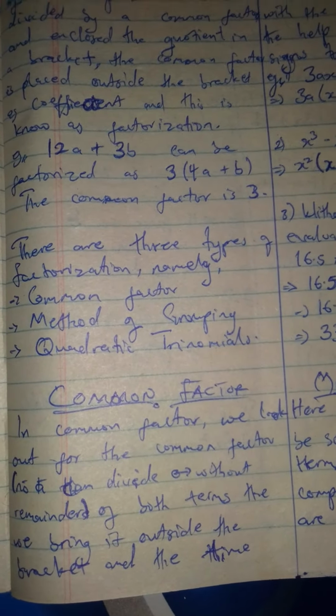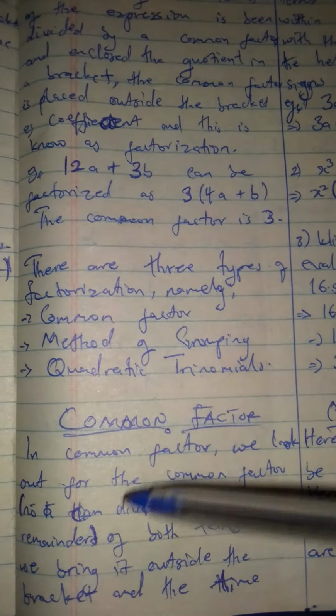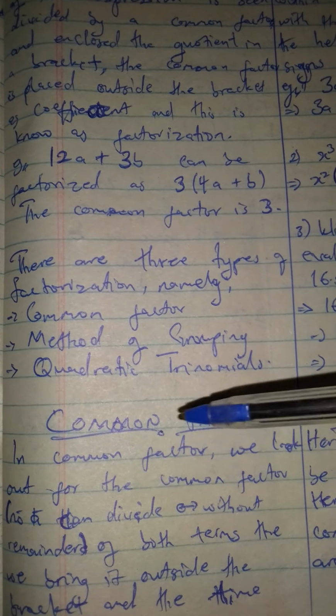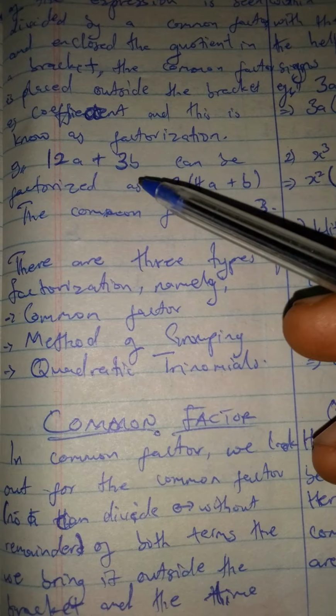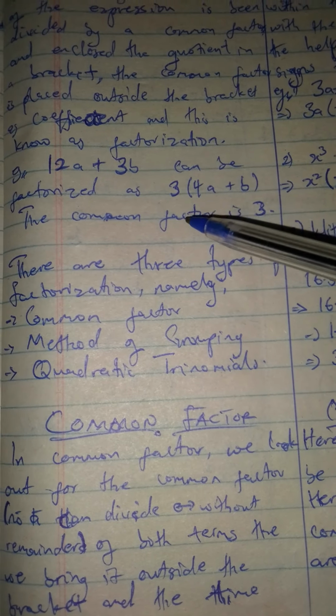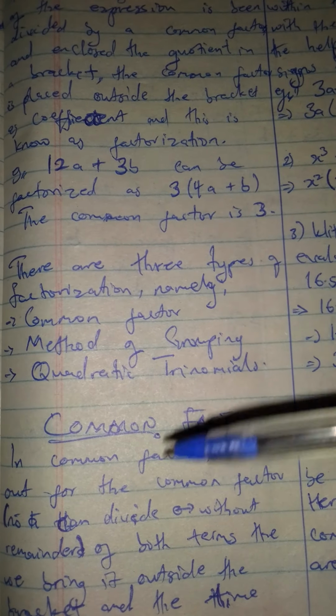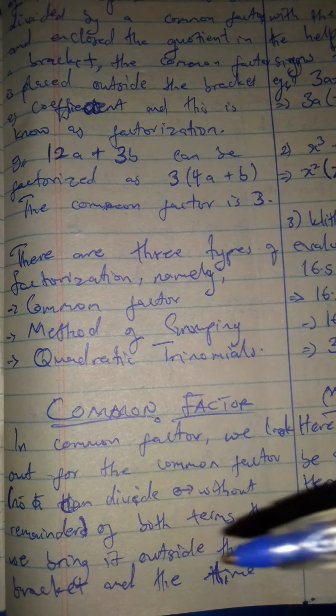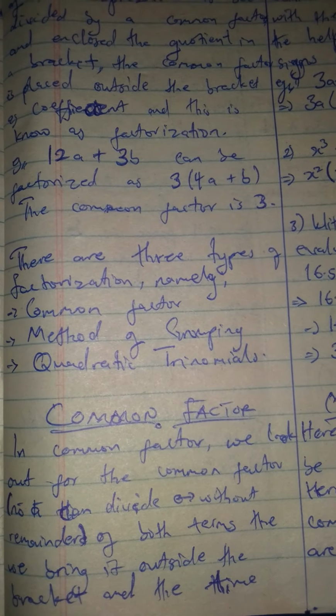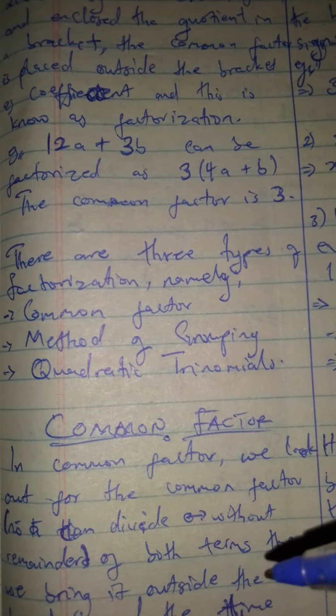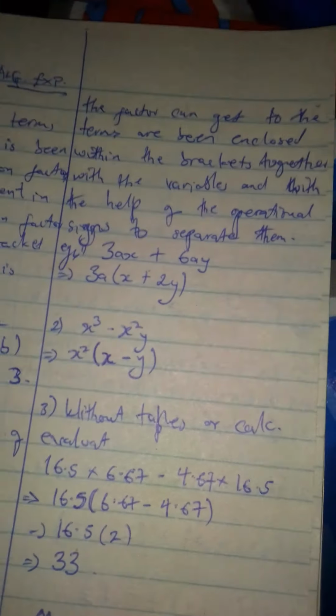With a common factor, we look out for a common factor as the heading states. Like the example here, the common factor over here was what? 3. That is why we said we look for the common factor, then we divide through without remainder. So we divide through, then that is it.